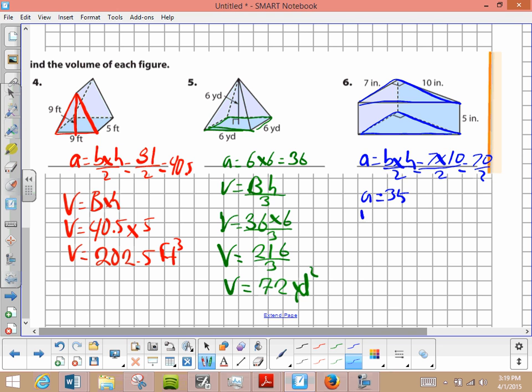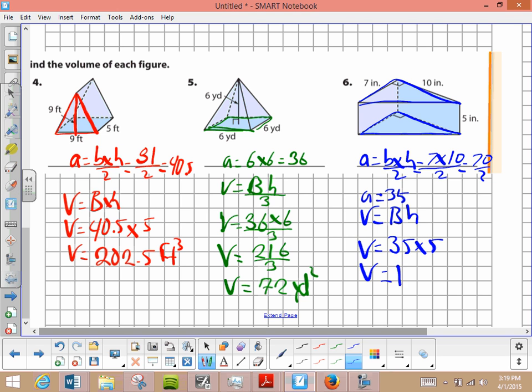So the volume equals the area of the base times the height, and that's it, because it's not a pyramid, so we don't divide by 3. We only divide by 2 when you're looking for the area of a triangle, right? We only divide by 3 when you're looking for the volume of a pyramid. So far, for what you know now. Things change later on. So the area of the base is 35 and the height is 5.